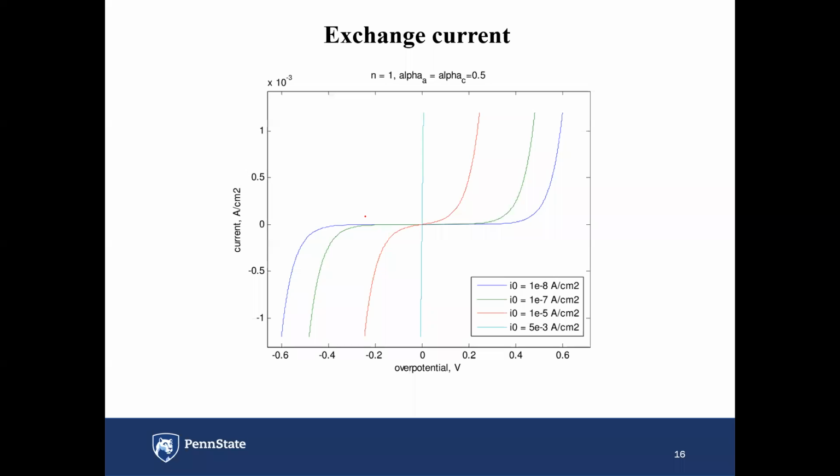On the other side is the exchange current, right? The exchange current is I0, as we see from the equation. From the equation, assume alpha anodic and cathodic are both equal to 0.5, and then we can know that we have an exchange current that is super, super large. So the light blue gives us the largest exchange current, and this is how the current curves look.